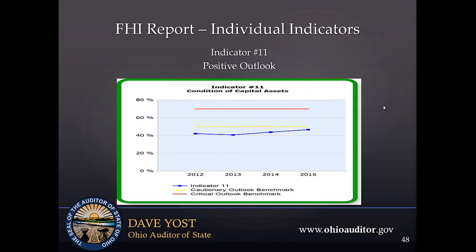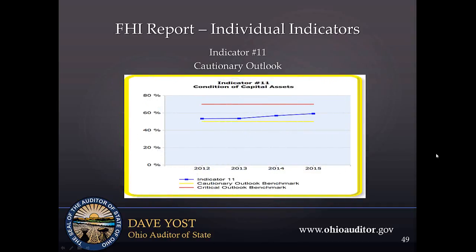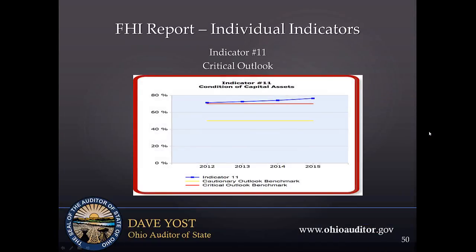The graph for indicator 11 reflects the cautionary and critical benchmarks at 50% and 70%. In this case, the current percentage is below the yellow bar, and therefore it has a positive outlook. For the cautionary outlook, the current year falls between the yellow and red bars. And for the critical outlook, the current year is reflected above the red bar, indicating that it's more than 70%.